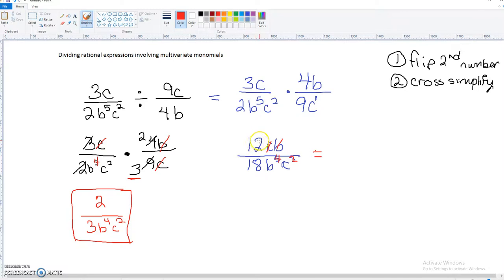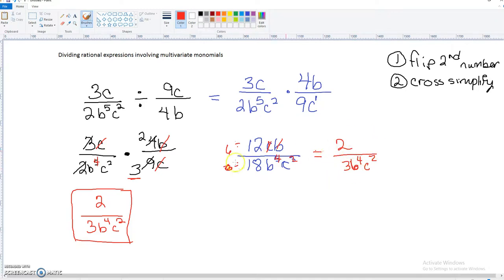So now we've got 12 and 18. Well, this needs to be reduced, and both of them are divisible by 6. So we divide them both by 6, so that means we get 2 on top, and everything else had canceled. So 18 divided by 6 is 3, and then we get b to the 4th c squared.